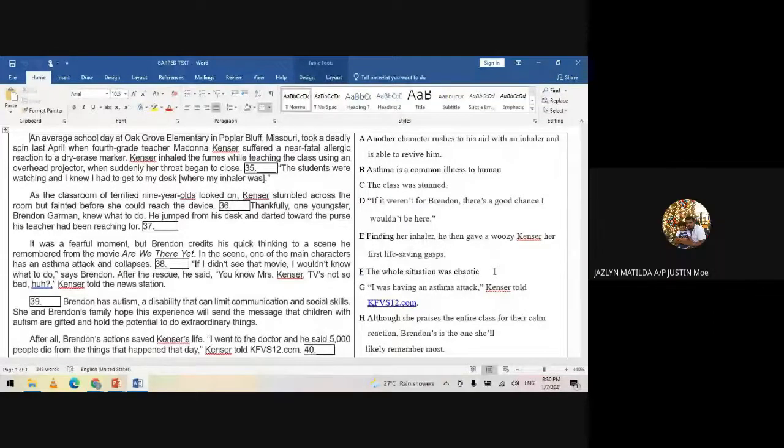As the classroom of terrified 9-year-olds looked on, Kinser stumbled across the room but fainted before she could reach the device. Thankfully, one youngster, Brendan Gaiman, knew what to do. He jumped from his desk and darted towards the purse his teacher had been reaching for.